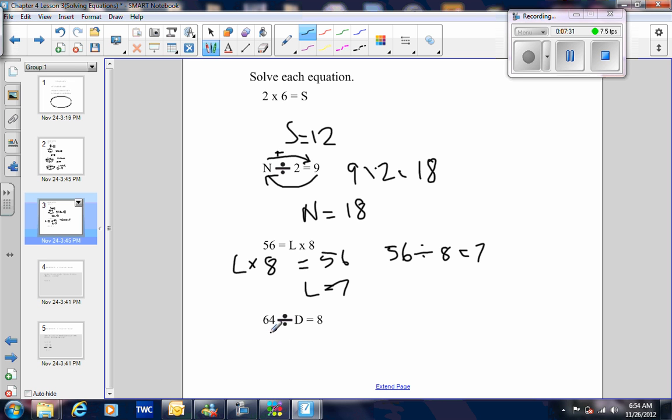And it's just saying in your head, 64 divided by what is going to give me 8? 64 divided by 4. Oops, that's 16. That's too small. I need to do something larger. So just simply knowing your basic facts, D would be equal to 8. Okay.